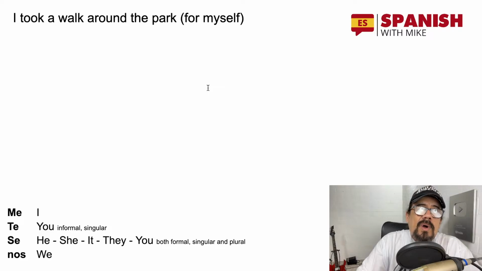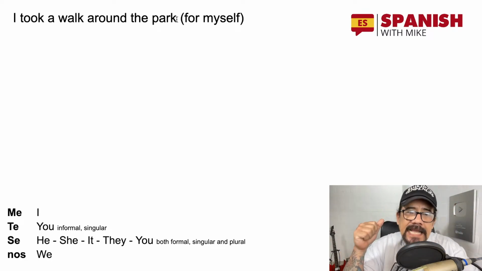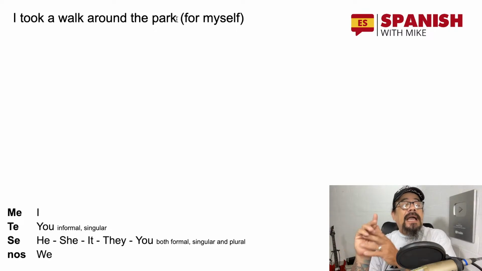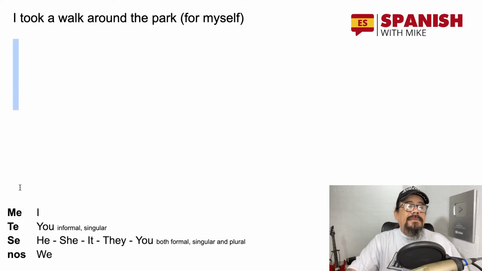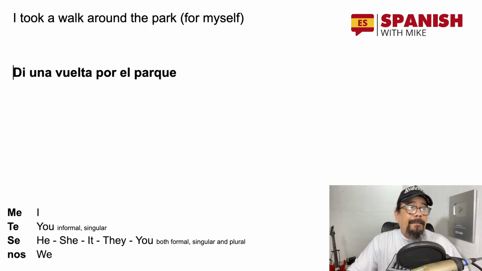I took a walk around the park. Again, was this an accident? No. Did I do this on myself? No. So it's not a reflexive, it's not an accident. So I can use either subject, verb, object, or the dative of interest. And we would have, yo di una vuelta por el parque.